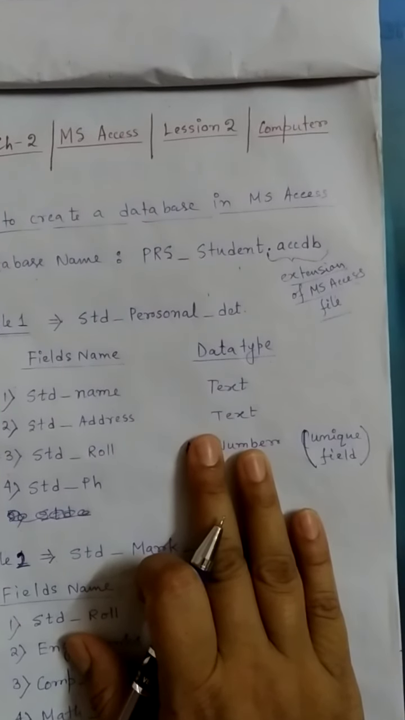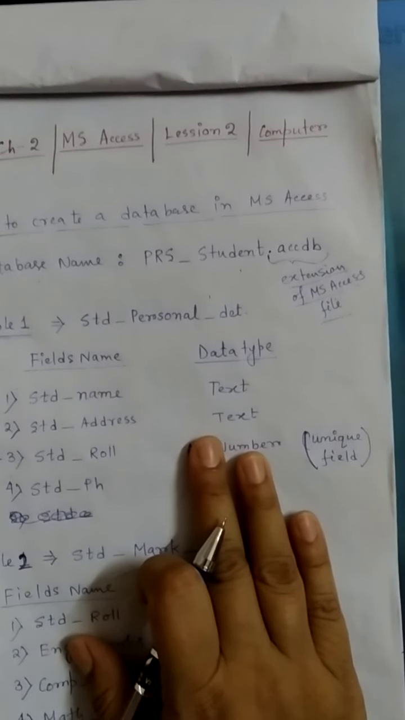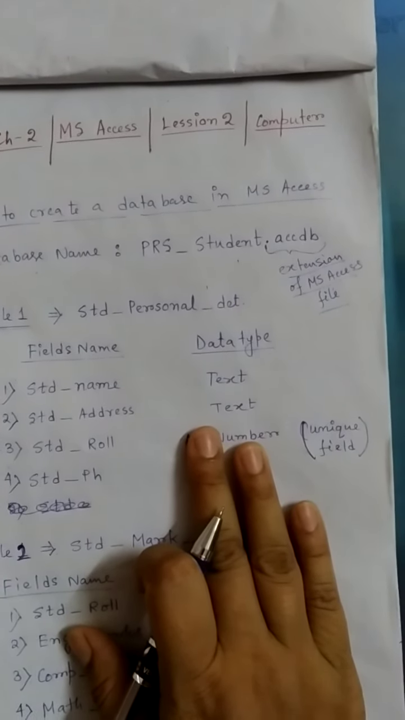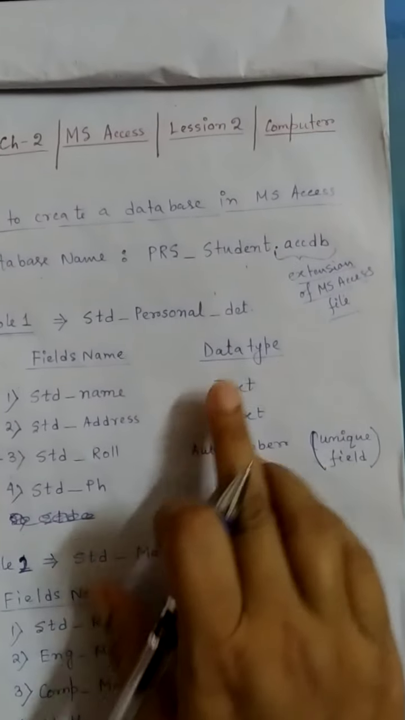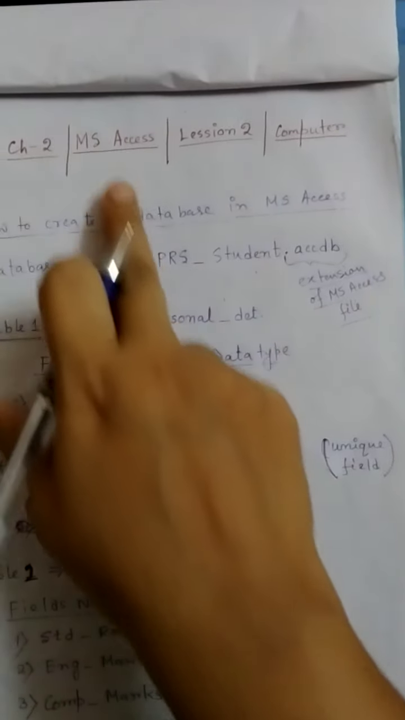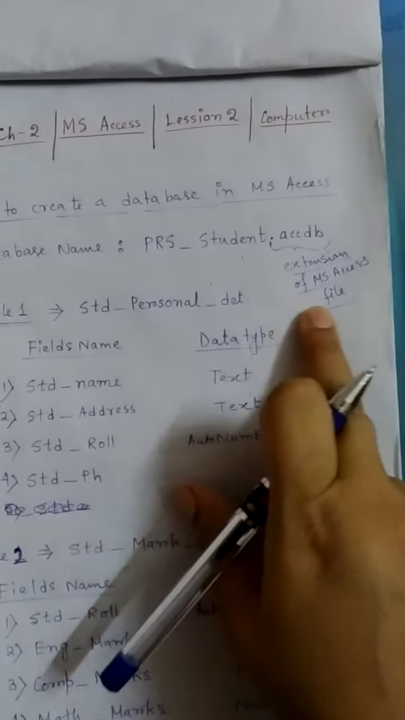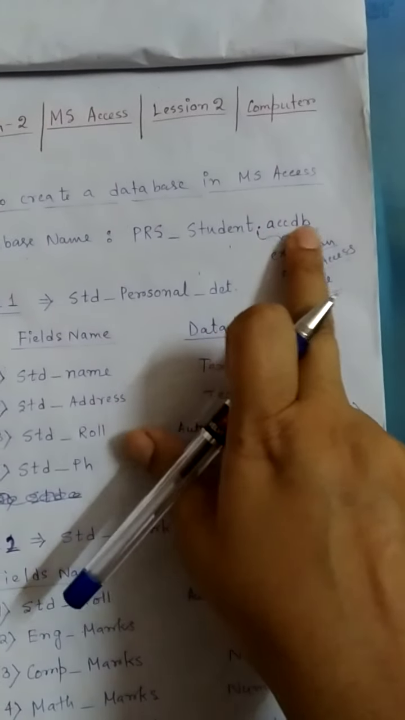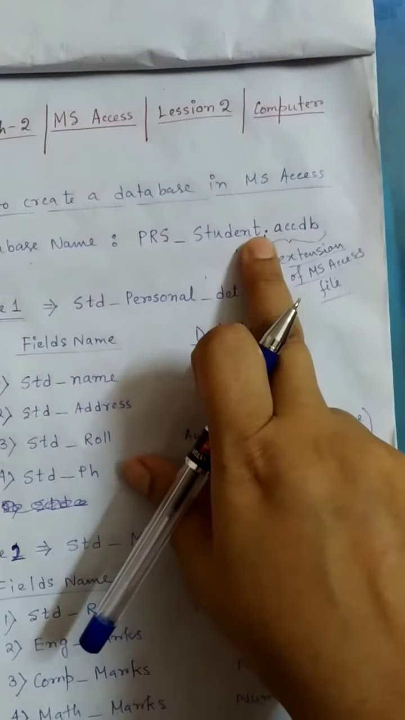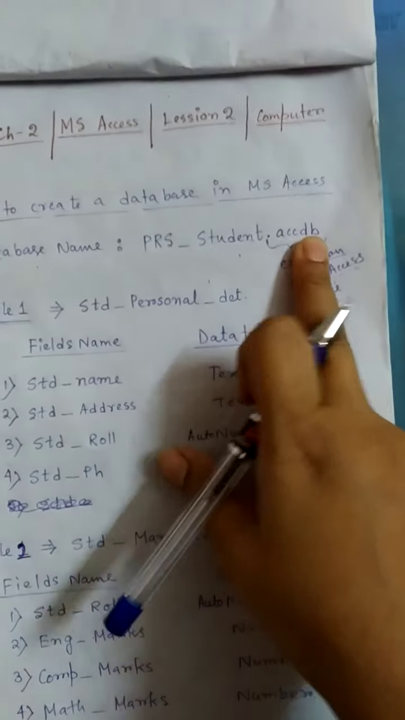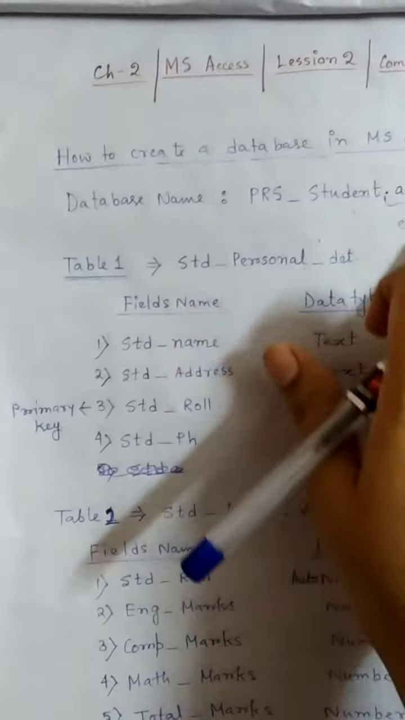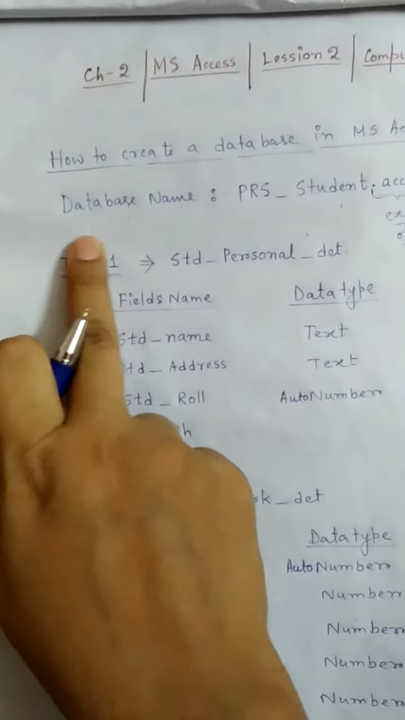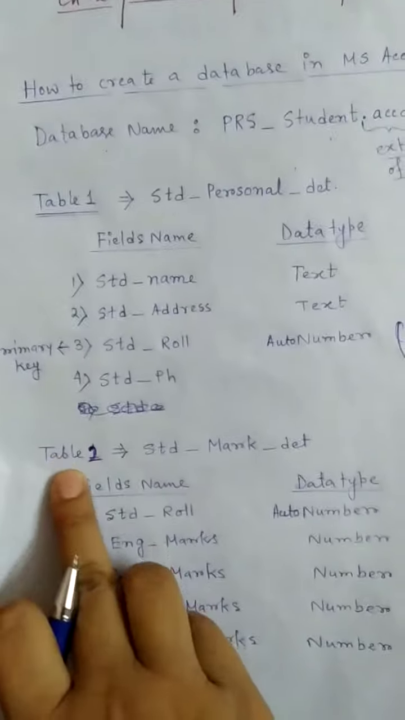That means, say if we take a Word file, it having an extension .doc. Okay, so like this, MS Access also having a file extension that is .accdb. ACC for access, DB for database. Okay, .accdb. Okay, now under this database we create two tables, table 1 and table 2.